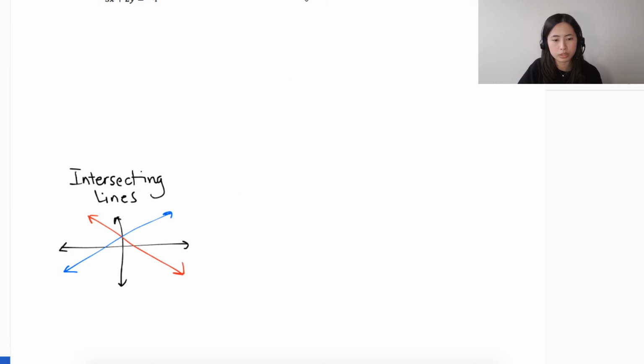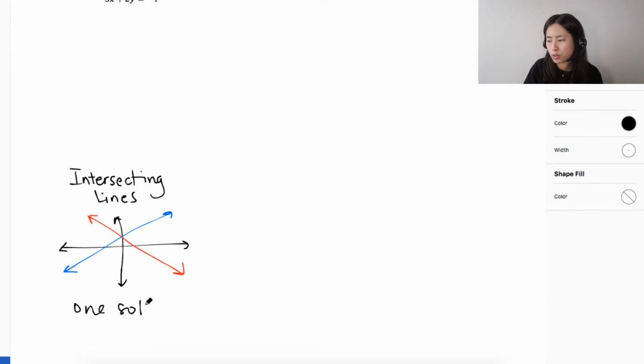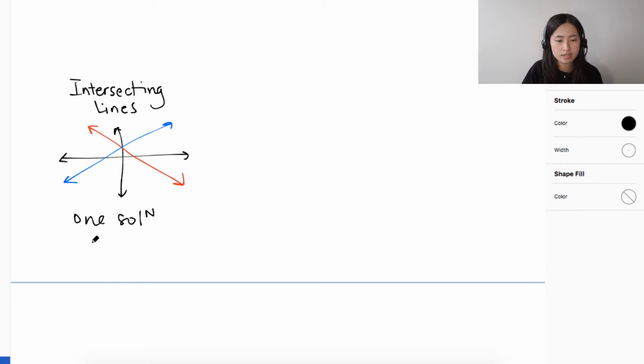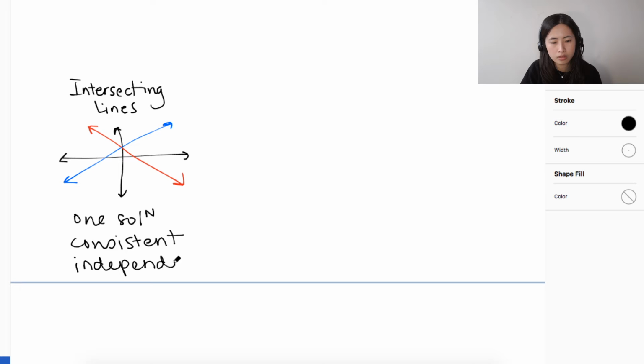Let's write that below. So you only have one solution. So SOLN means solution. I'm abbreviating my terms. And it's consistent. So when they say one solution, basically you only have one point of intersection. And then it's consistent, and on top of that, it's independent. So three things that you have to know for intersecting lines: one solution, consistent, and independent.